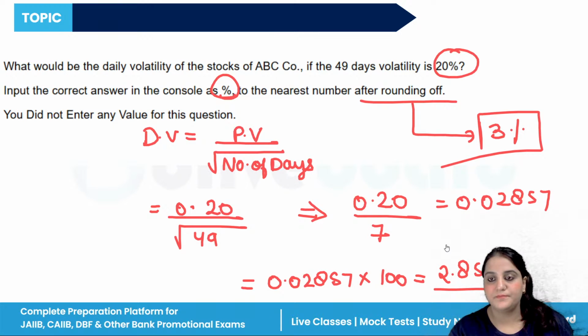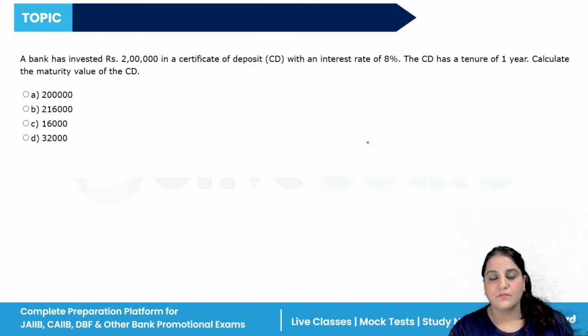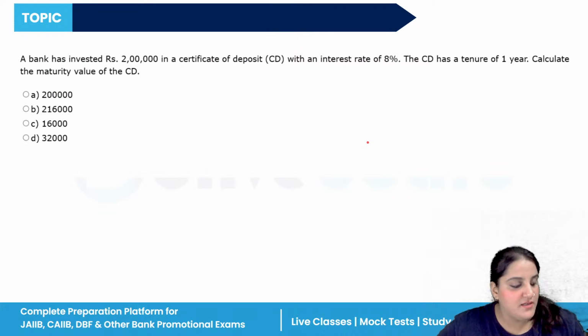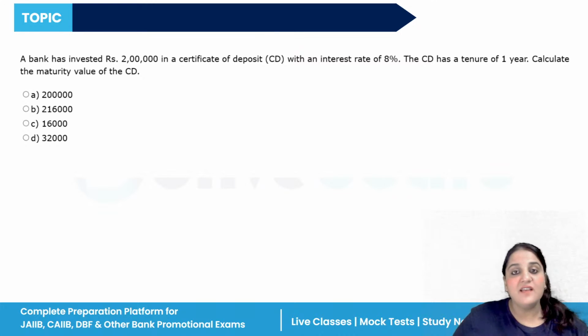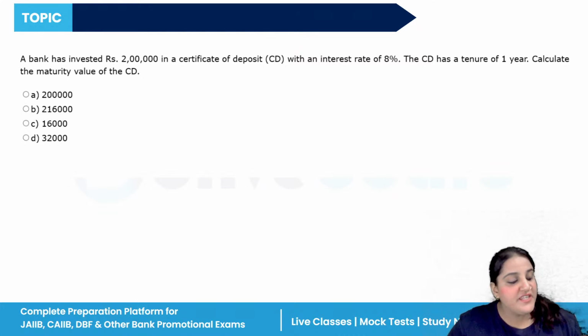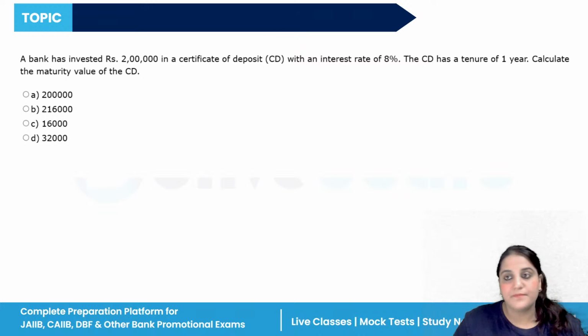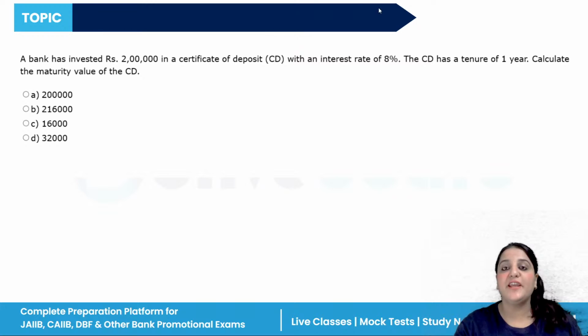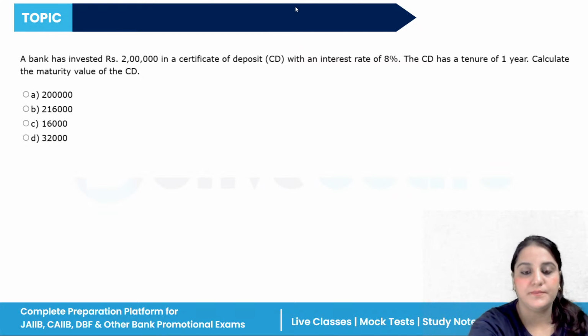Next question. There is a bank which invested 2 lakh in a certificate of deposit with an interest rate of 8%. The CD has a tenure of 1 year. Calculate the maturity value of the CD, certificate of deposit. What is the answer here? How to calculate?